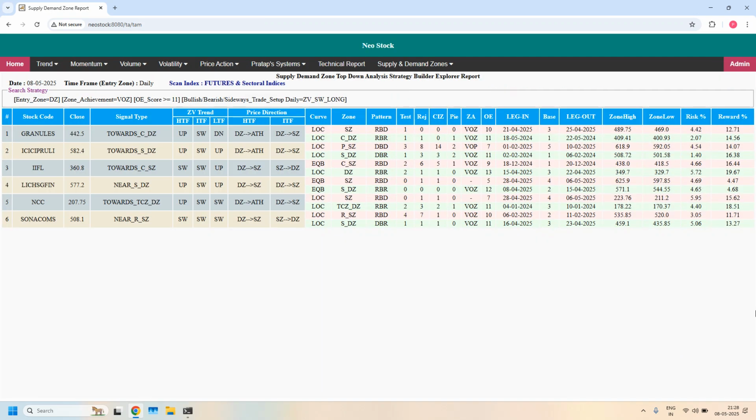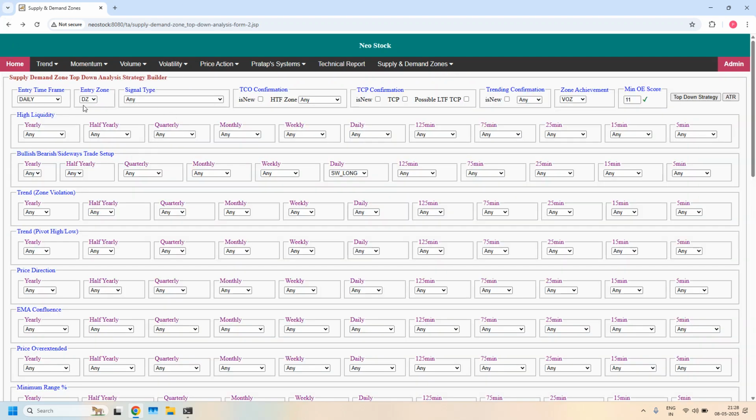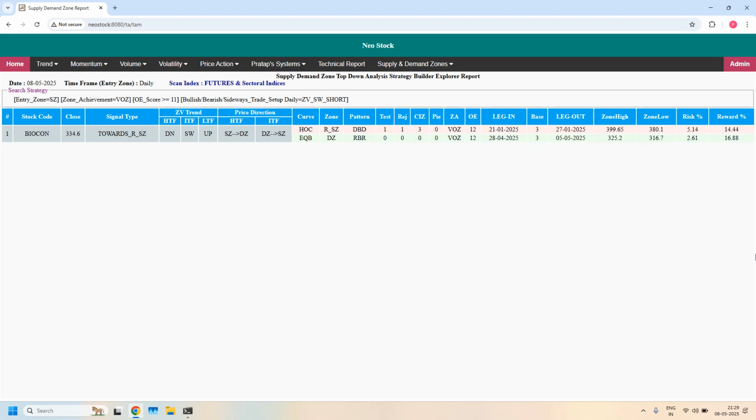We got 6 stocks. Some of the demand zones are piercer zones. You have to use them only for piercer zone strategies. Okay, next sideways short trade setup. For monthly income trade, entry zone is supply zone and daily time frame selecting sideways short. Remaining filters are same. We got 1 stock. It is already tested once.